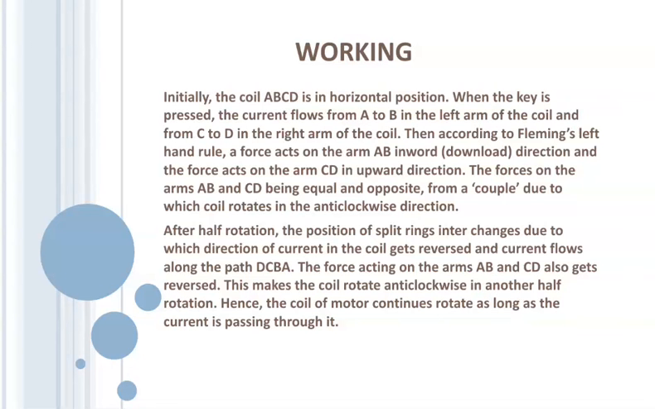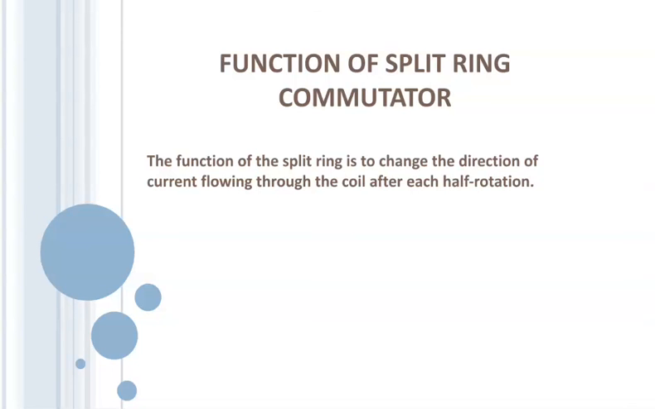Now, what is the function of split ring in the commutator? The main function of the split ring, that is the commutator, is to change the direction of current flowing through the coil after each half rotation.